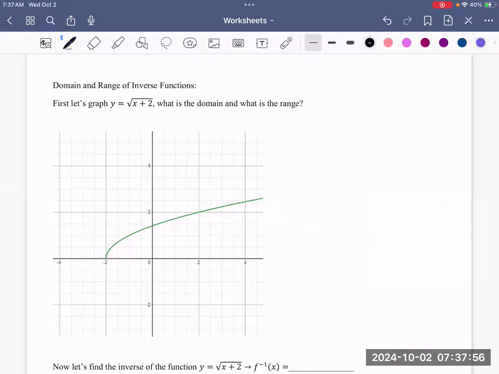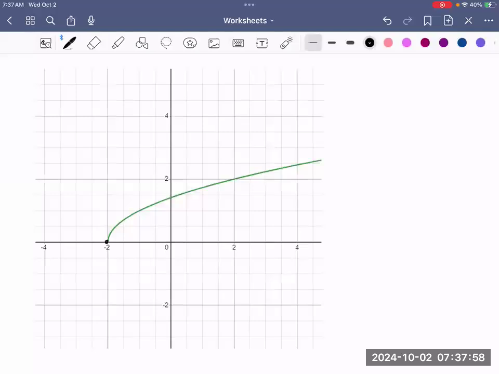There's a crucial point here at (-2, 0). And if I were to plot a few more points, we have (-1, 1), and I'll do one more. We have (2, 2), right?